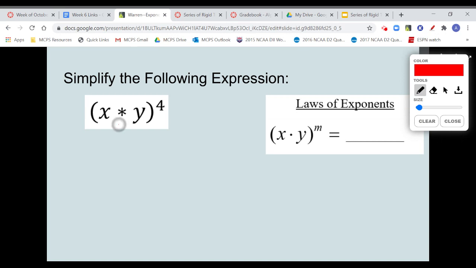Again, this only works if this is multiplication or division, but because of that, this 4 essentially distributes to both of these terms. That will give me x to the 4 times y to the 4. And so, when I take this term, x times y to the m, that simplifies to x to the m times y to the m. Right? That exponent distributes to both the x and the y.